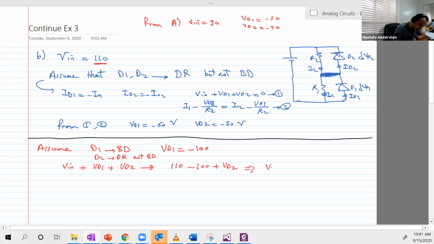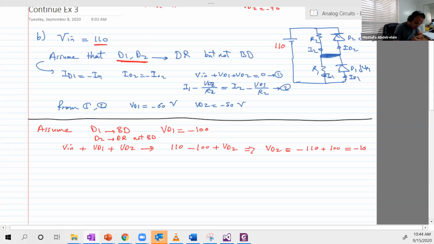So VD2 here is equal to minus 10. Good. So it looks like we are really in deep reverse but not breakdown. But something that I missed here is that since we are in breakdown, I D1 as a magnitude should be larger than I naught 1. That's the thing that I missed.